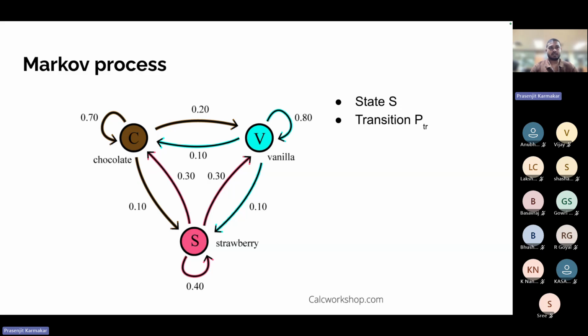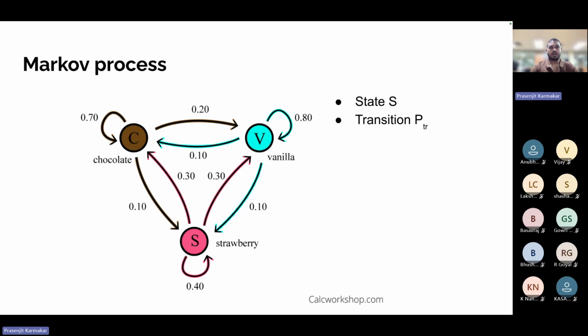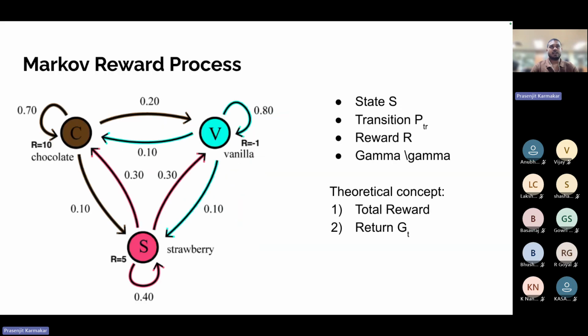Okay, here the image is chocolate, vanilla, and strawberry, different flavors of ice cream. What is the probability of transitioning from one ice cream state to another ice cream state? Similarly, if there is a reward, basically how much I like the chocolate or the vanilla or strawberry, based on that we get the reward function, right? And there is a scalar number, this gamma, right? Last time we haven't talked about this gamma. We just completely skipped that part.